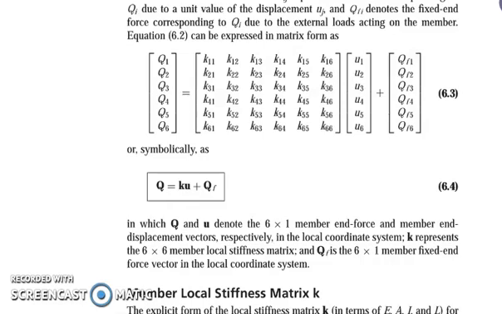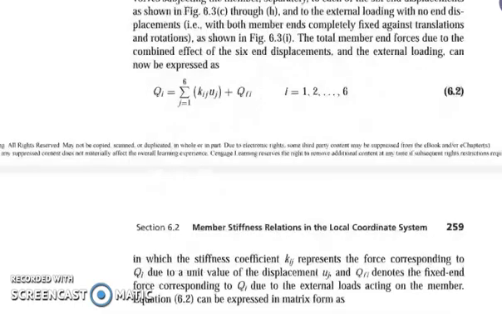loading with no end displacement, with both ends completely fixed against translation and rotation. So we have to take note that the total end forces due to the combined effect of the 6 displacement and the external load can be expressed by this equation, wherein Q's of i can be expressed through this equation.